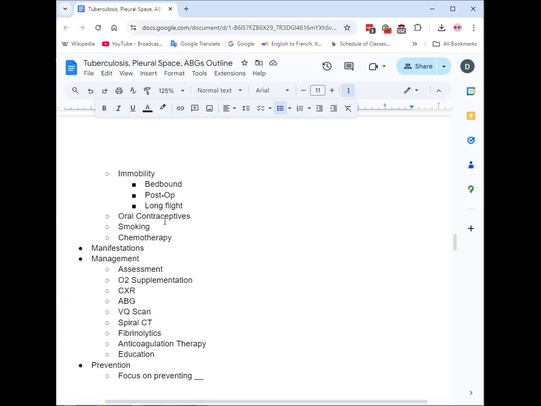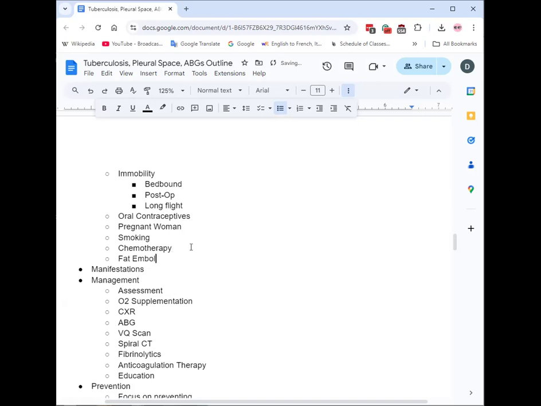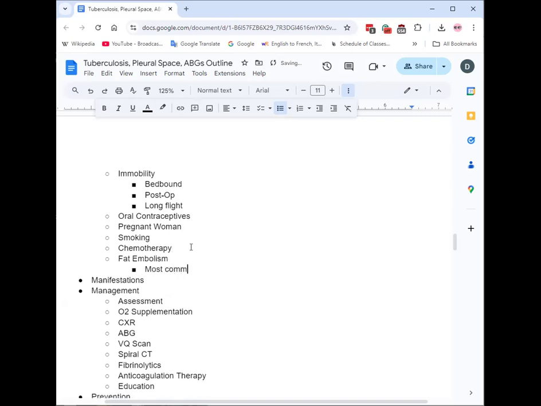Pregnant women, because we talked about how the hormones affect the coagulability status of the person. We already mentioned the different types. So there's the fat embolism. Fat embolism is most common from long bone fractures. So like a fractured femur, you've got to assess for acute compartment syndrome, assess for signs and symptoms of fat embolism, which is basically the fat embolism leading to a pulmonary embolism. So a lot of respiratory assessments there.